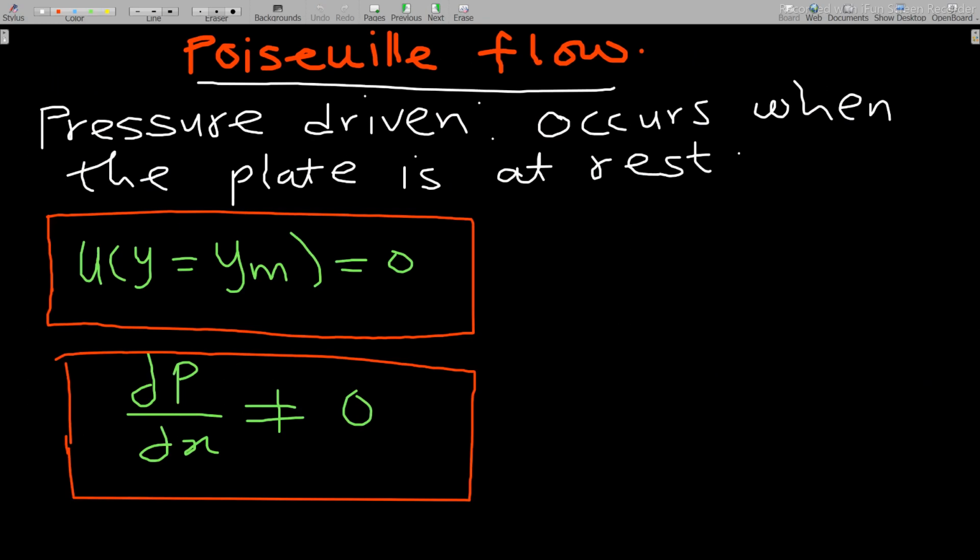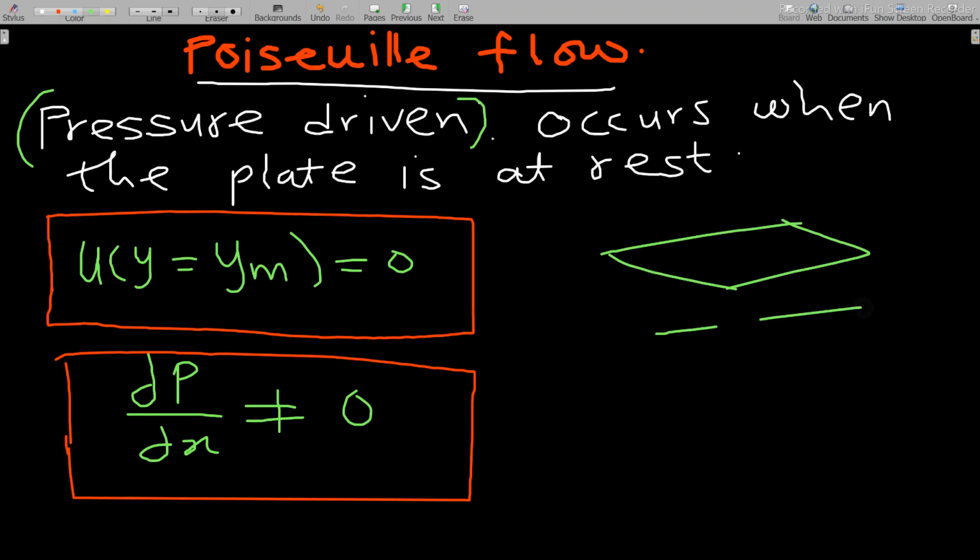So what is a Poiseuille flow? In this flow, it is caused by pressure driven, pressure drives the flow. So this occurs when the plate is at rest. Okay, so on the plates that we were dealing with in our last discussion, when this plate is at rest and there is a fluid going through them like that, there's a pressure that is being caused at the surfaces of the plates, and this drives the flow.